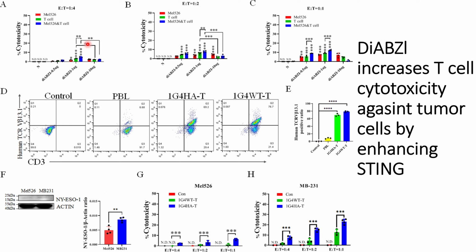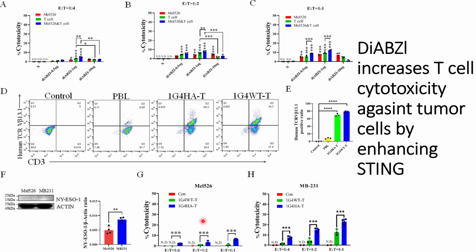So once they have the engineered T cell receptors, they wanted to check whether the antigens that can be detected by these receptors, that is IG4HA and IG4 wild type, are expressed on the tumor cells or not. One of those antigens is this NY-ESO1. When they checked in the MB231 and MEL526 cells, they can see that the antigen is present in both. However, in the case of MB231, the antigen presence is higher compared to the MEL526. So since the antigen present in MB231 is higher, they are expecting more cytotoxicity on MB231 compared to the MEL526. And when they check their results, they found a similar result.